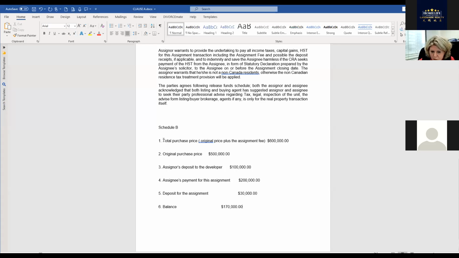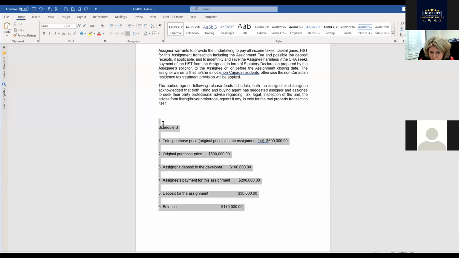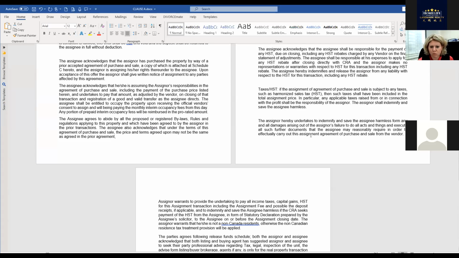I go back. Schedule B. First, total purchase price is the original price plus assignment fees, 600,000. Number 2, original purchase price with the developer, 500. Assignor deposit to the developer, 100. Assignee payment for this assignment, deposit for the assignment, balance. This is Schedule B. Don't worry, I'm pretty sure you didn't understand, but I will go back. But at least you have an idea what we are talking about.